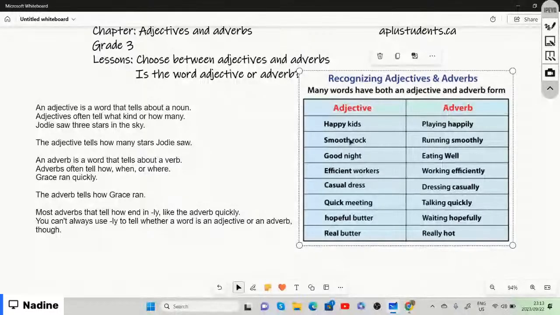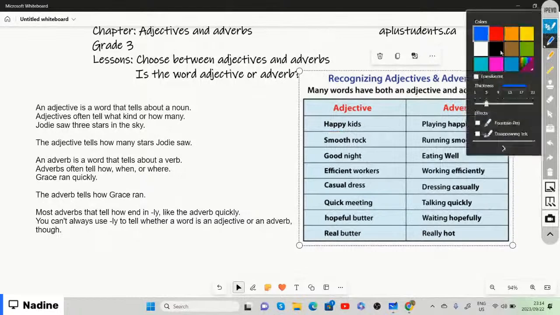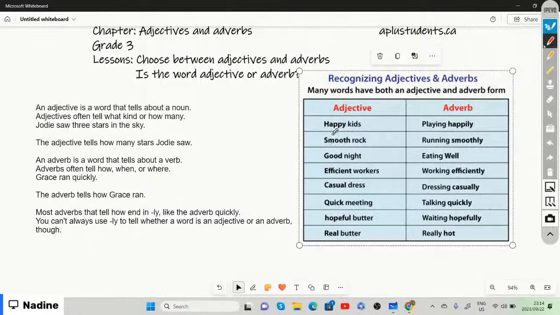So with adjectives, if it tells us about the kids, then it will say happy kids. So what kind of kids? They are happy kids. But now, if we use an adverb to tell us about, for example, playing, then we will maybe say the kids are playing happily. So how are the kids playing? Happily.